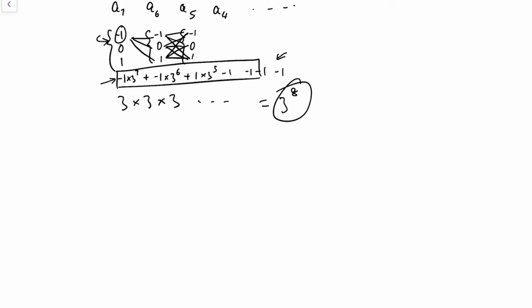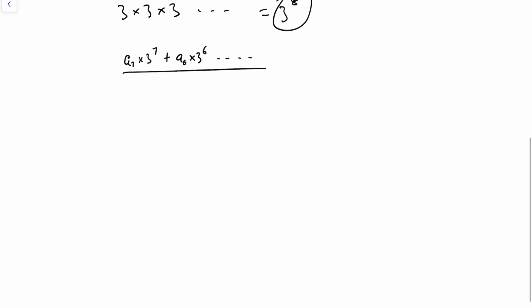So first we need to figure out what makes the sum negative. What makes a7 times 3 to the power of 7 plus a6 times 3 to the power of 6 and so on negative? What makes this whole thing negative? You should observe that firstly, the starting value of a_i decides the positive or negative value of the sum. What do I mean by that?